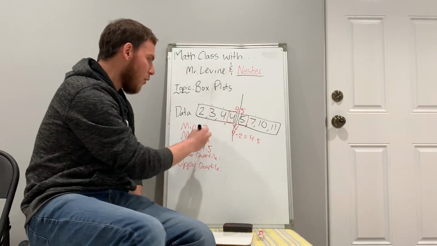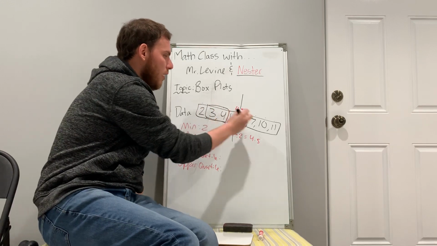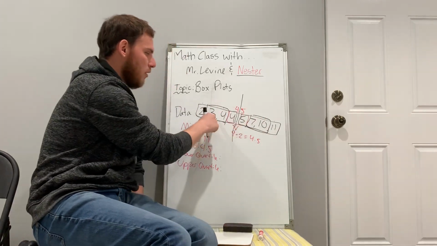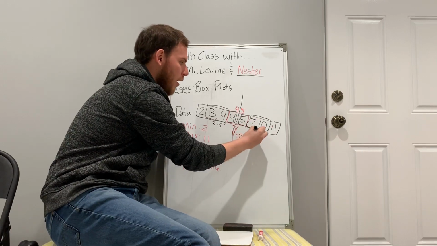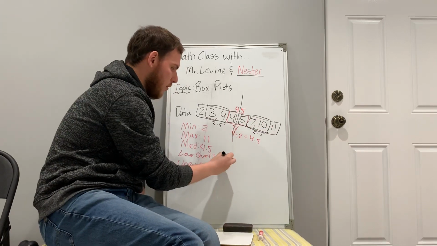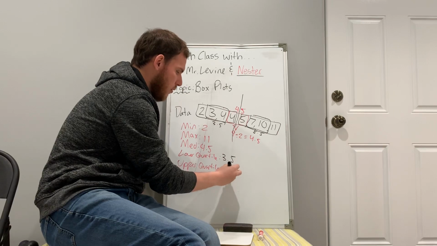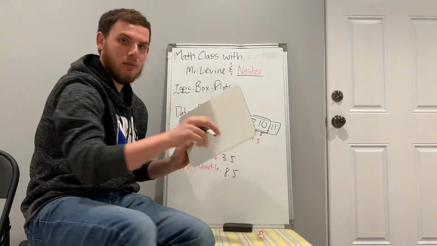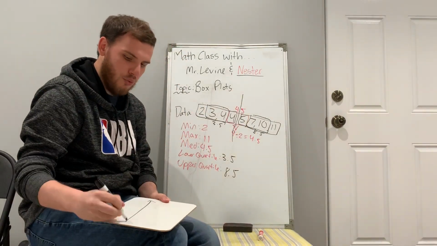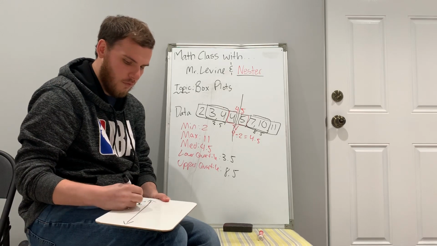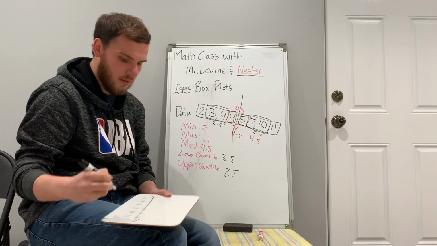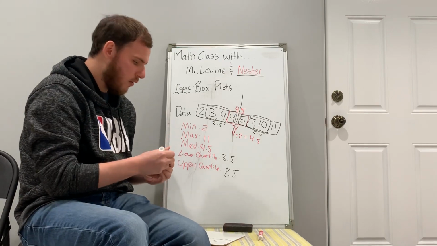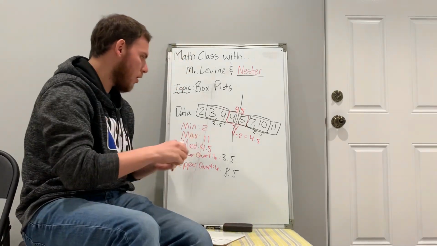So now we find the lower quartile and the upper quartile. This would be 3.5. This would be 8.5. And now we'll do the same thing. Number line: 2, 4, 6, 8, 10, 12. Plot my points with the red so you can see it better.